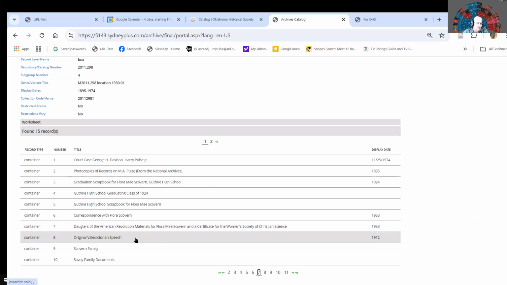The valedictorian speech is Mabel's valedictorian speech. She was a valedictorian of Guthrie High. I think it was 1911, and this is the original speech. It can be found in the newspaper, but this is the original that she read from that day. Here's Scoville family stuff. Inside of this are pictures of Flora when she was young. Her father, photography was new around 1900, 1911.